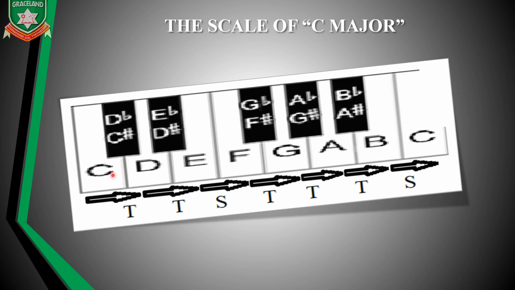This is C. A tone from C is D. That's why the arrow is telling you D. A tone from D is E. Now the next thing we're looking for is a semitone. The semitone from E is F. Now a tone, two semitones, from F is G. A tone from G is A. A tone from A is B. And a semitone from B is C. Did you hear that?